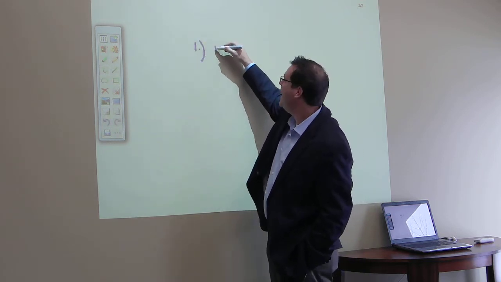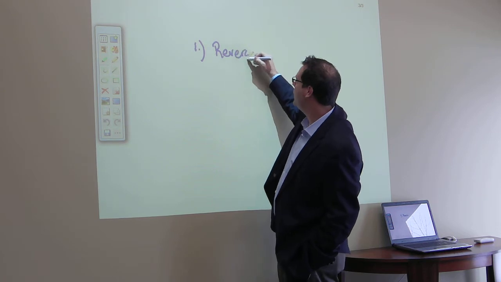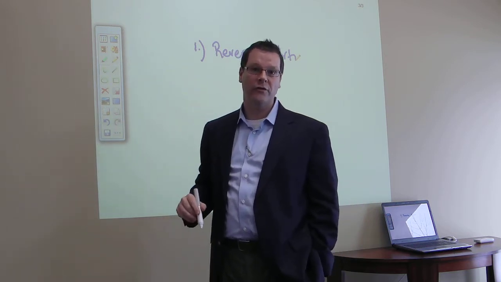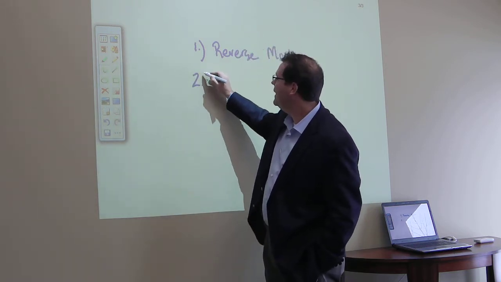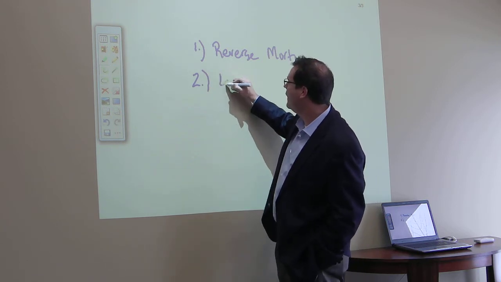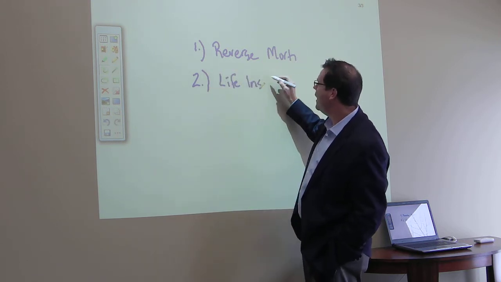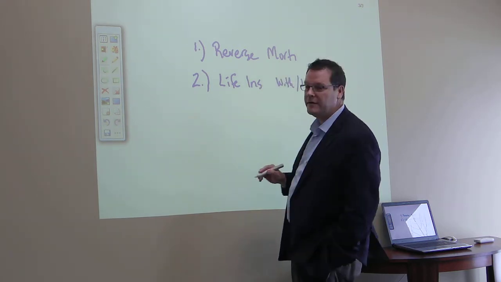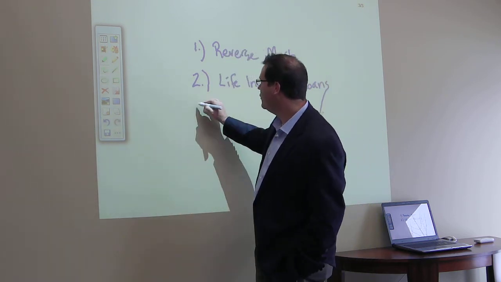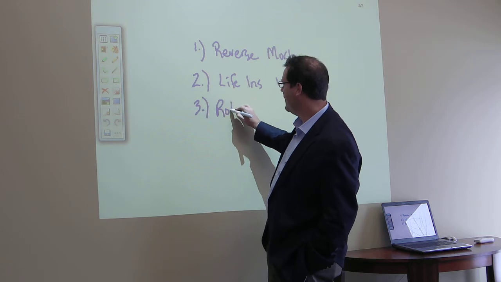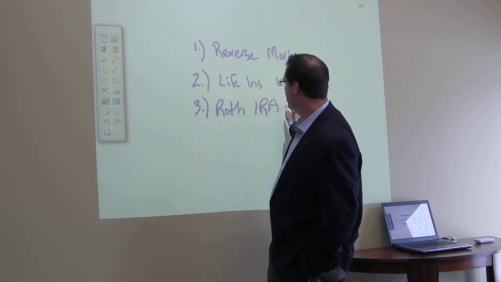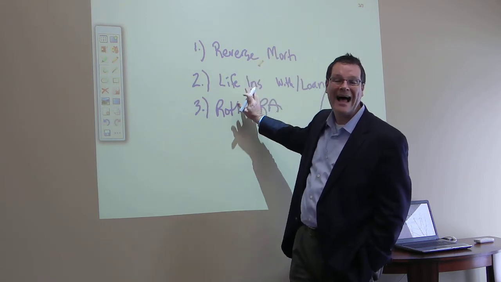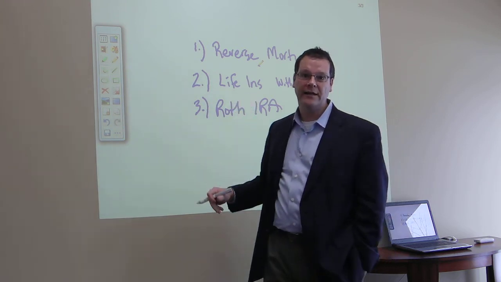Number 1, any income you get from a reverse mortgage, that does not count against your Social Security income. Number 2, any income that you get from a life insurance policy, life insurance withdrawals and loans. Those are also not normally included. And the third one, Roth IRA income. Also not included. So reverse mortgages, life insurance, Roth IRAs, those are not included when calculating tax on your Social Security.